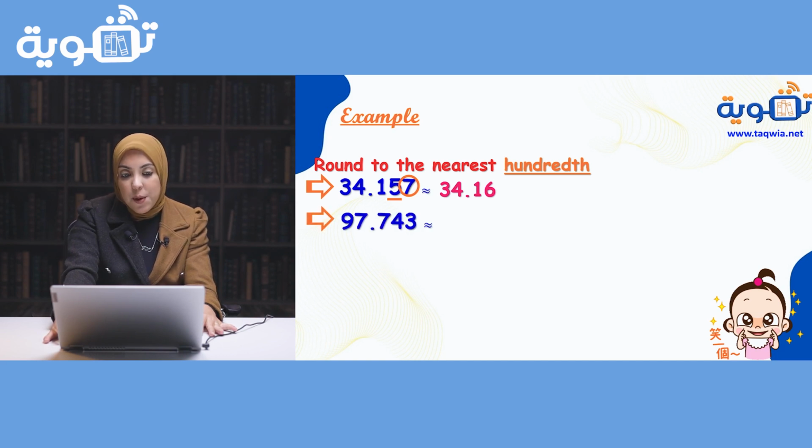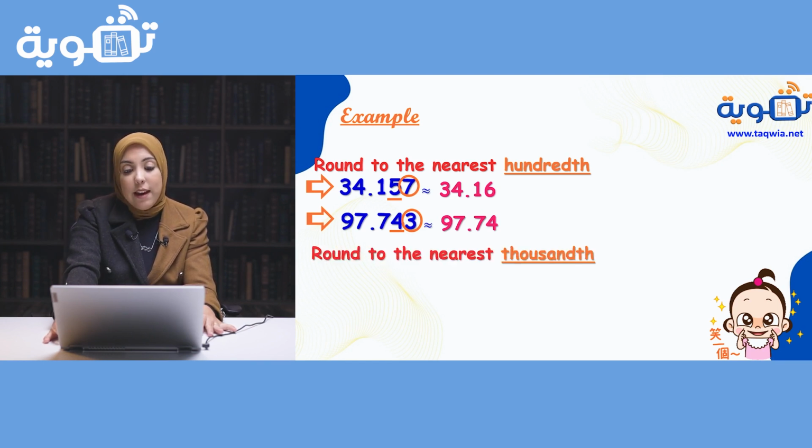Okay, another example, we have 97 and 743 thousandths. What about the hundredths place? It's 4, and circle 3. Is 3 weak or strong? Weak. So we keep the number. So it's 97 and 74 hundredths.